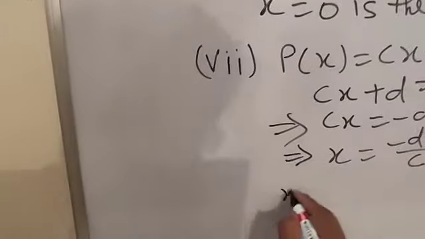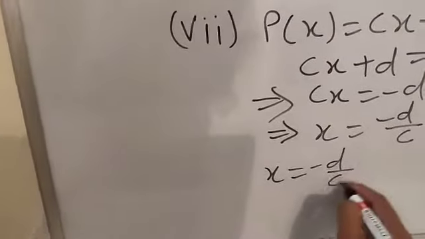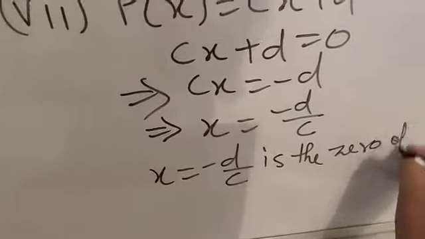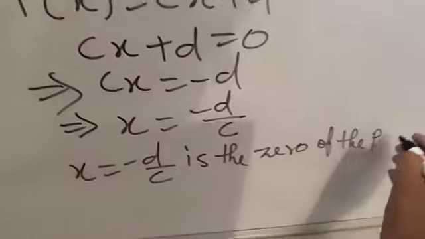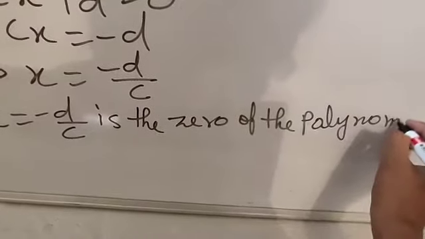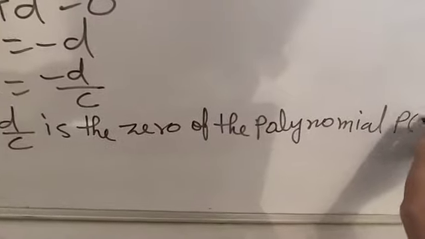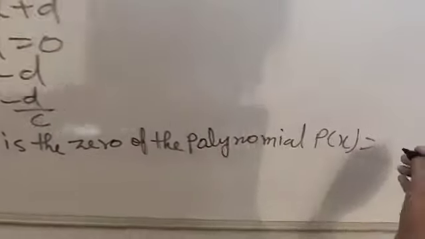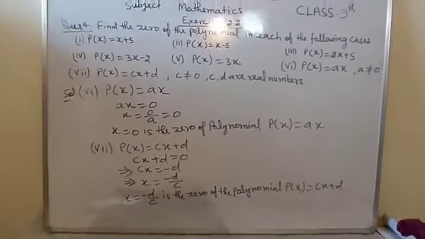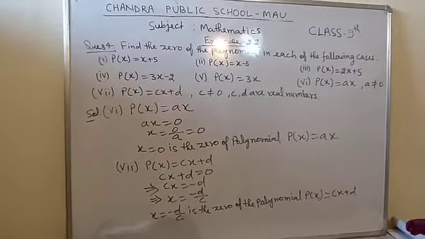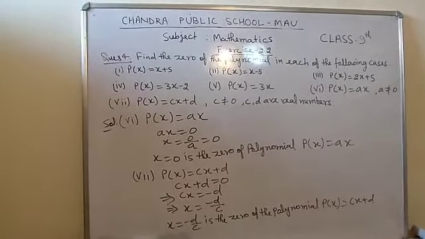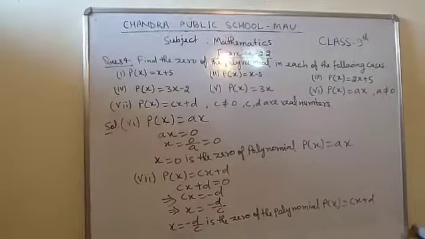So here you can write x equal to minus d by c is the zero of the polynomial p(x) equal to cx plus d. So it is the complete solution of the sixth and seventh part. The rest of the parts, students, you need to solve by yourself. And today exercise 2.2 is going to be completed.